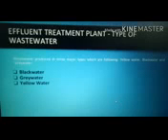Okay, so next, effluent treatment plant types of wastewater. The wastewater is produced in three major types, which are the following: yellow water, black water and grey water.